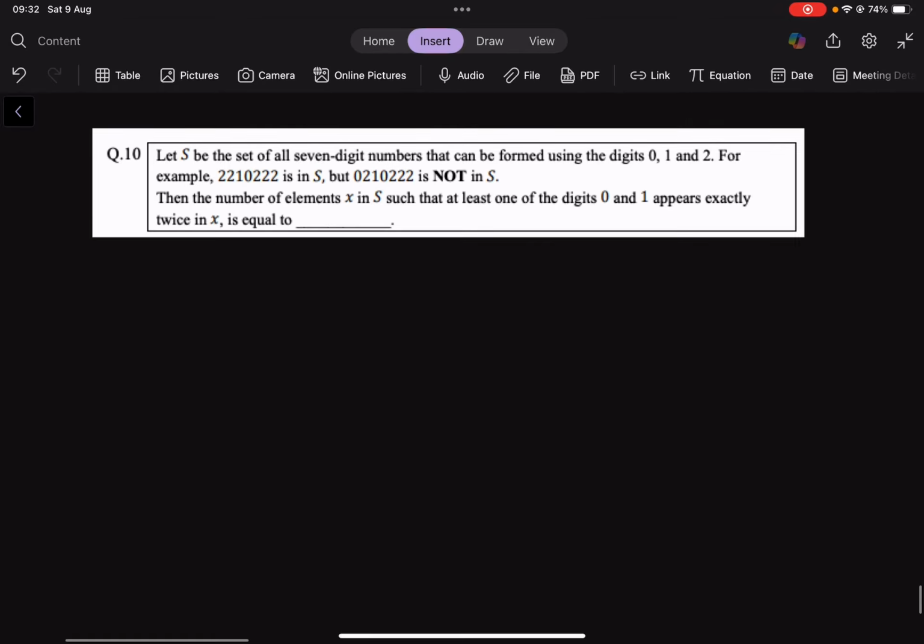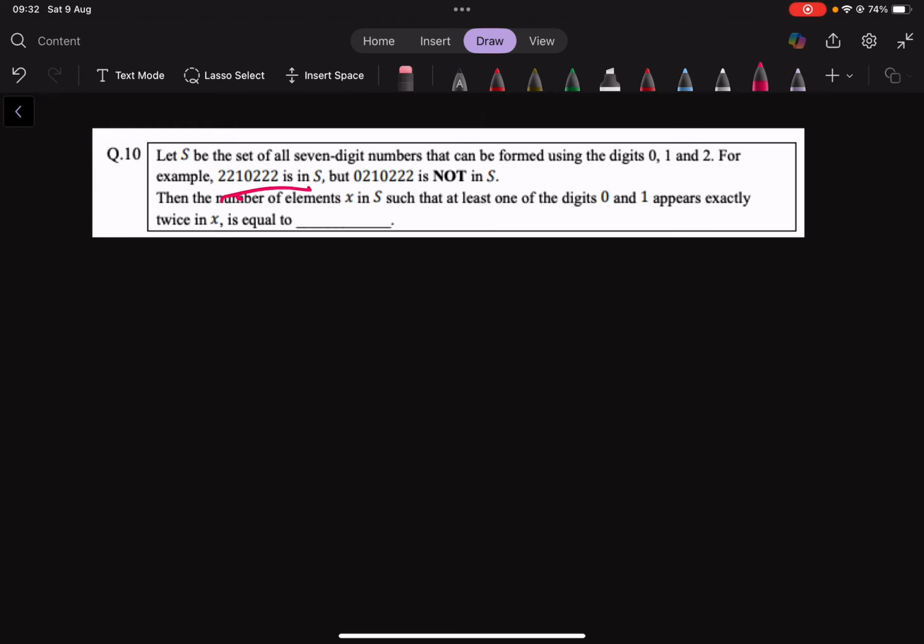In this video, I'll be solving the 10th problem of JEE Advanced 2025 Maths Paper 1. So S is the set of all 7-digit numbers that can be formed using the digits 0, 1 and 2. And they have given an example that 2210222 is in S, whereas 0210222 is not in S.